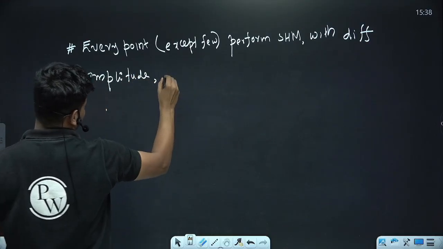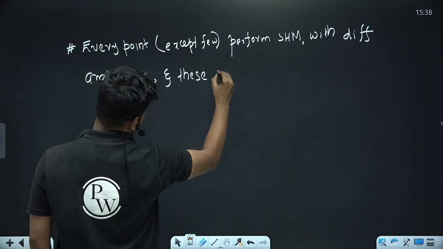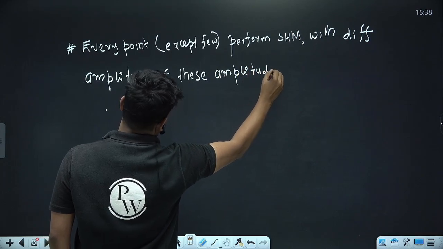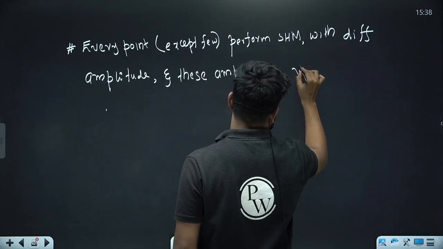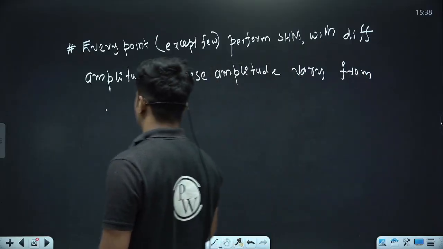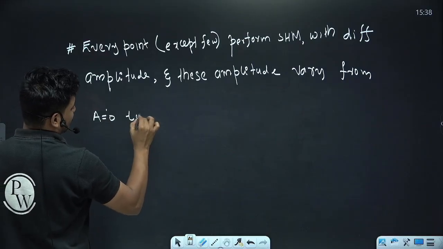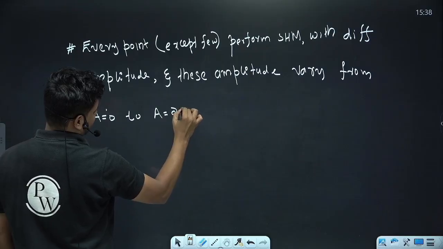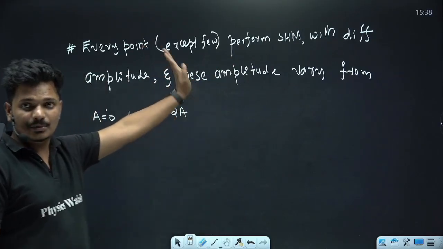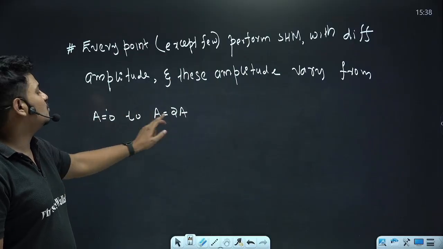And this amplitude varies. This amplitude varies, students, from a equal to 0 to a equal to 2a. So this is also very important. Every point except a few performs SHM with a different amplitude, and this amplitude varies from 0 to 2a.